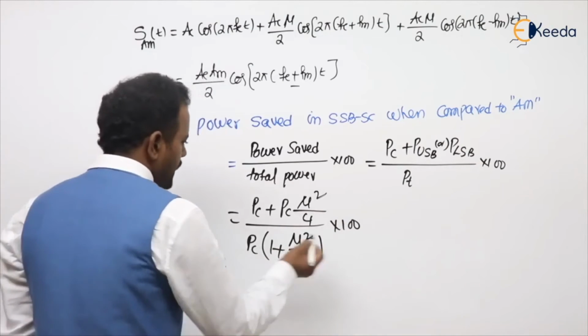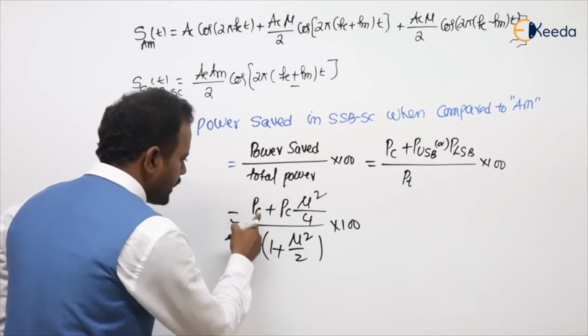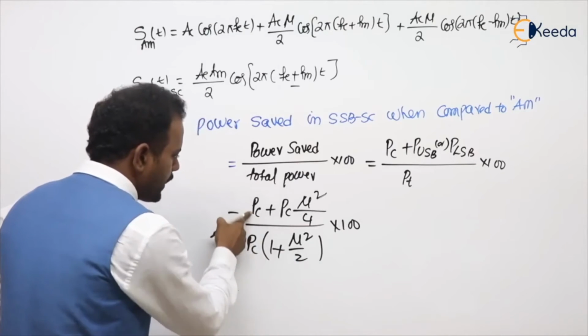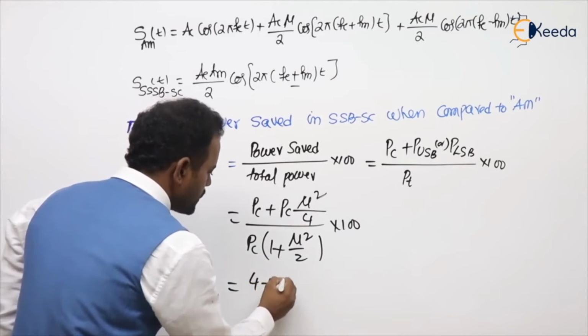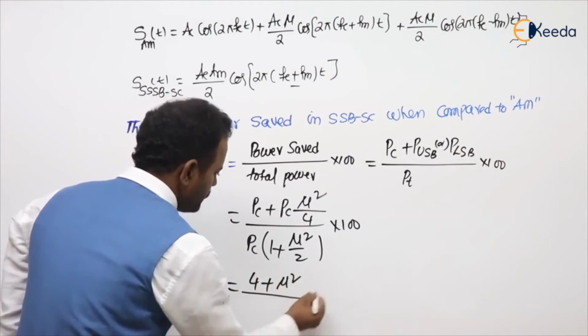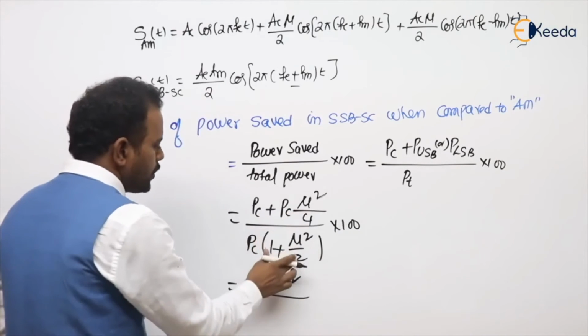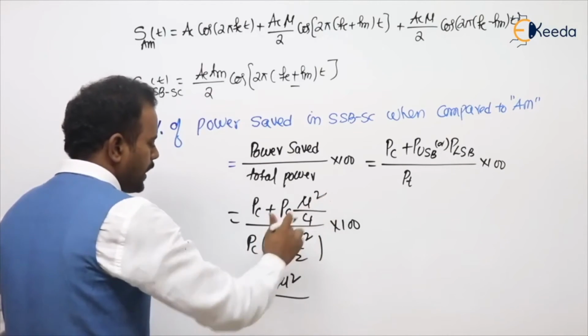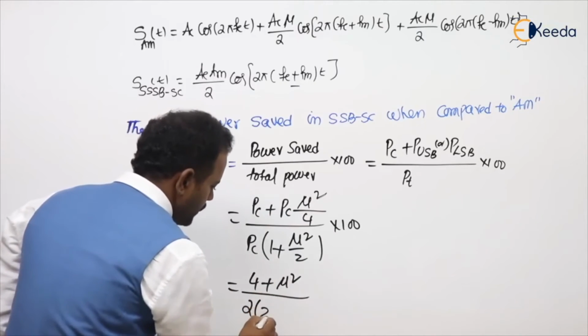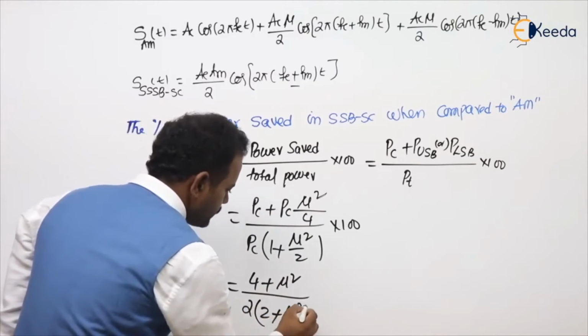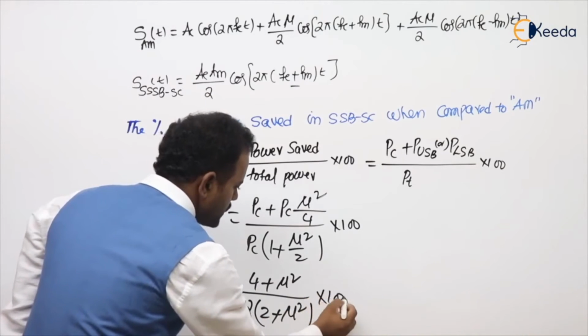Now take the LCM and cancel the similar terms. If you take Pc common, it will be cancelled. Here 4 is the LCM, so 4 plus mu square. And here 2 comes in the numerator, so another 2 remains because that is a 4. So take the LCM: 2 plus mu square. Percentage means into 100.